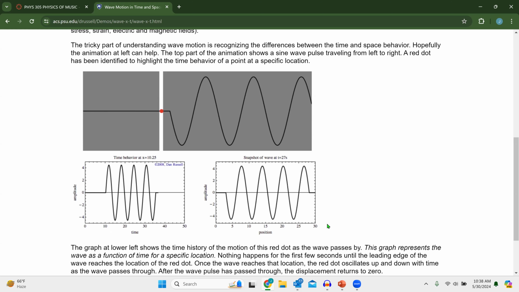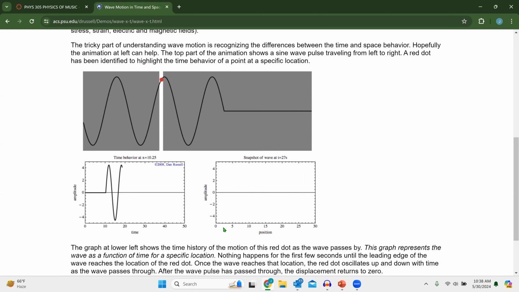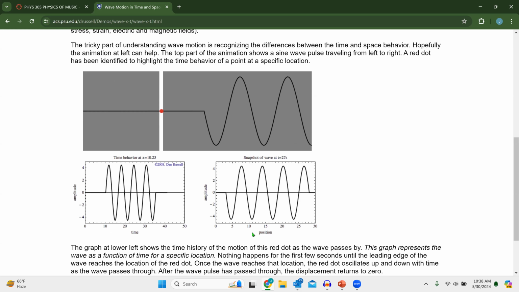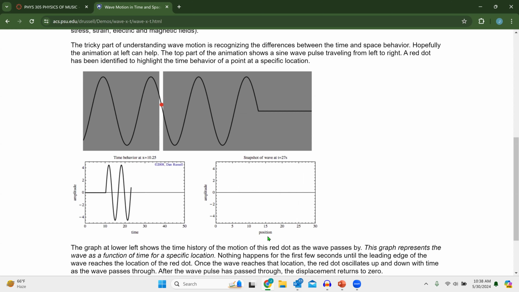Or from this one, I have the wave laid out in space. I've got the amplitude of it, and what we have here is the position. We could have that this is in feet, and then I can measure out one full cycle of the wave and get how many feet it is.